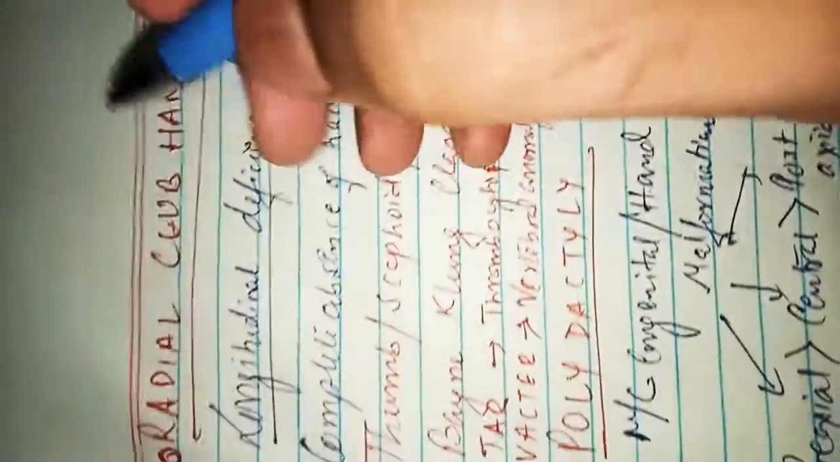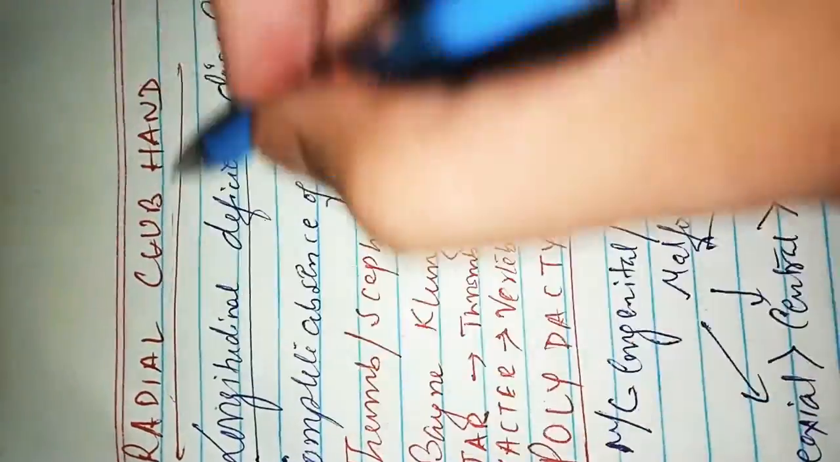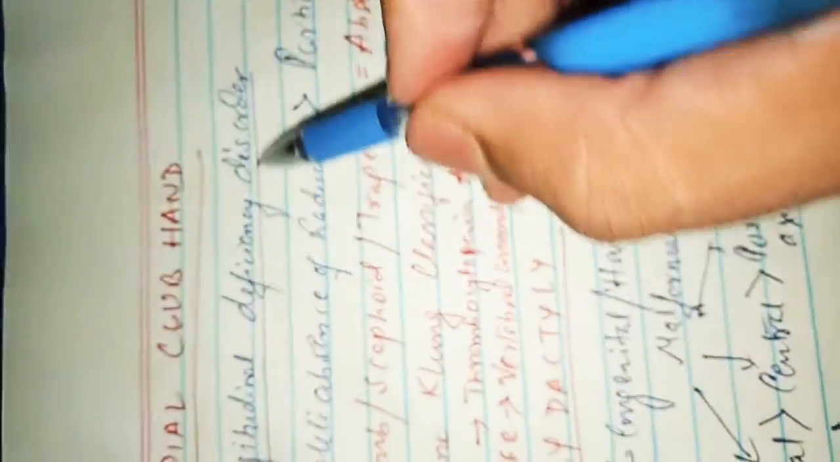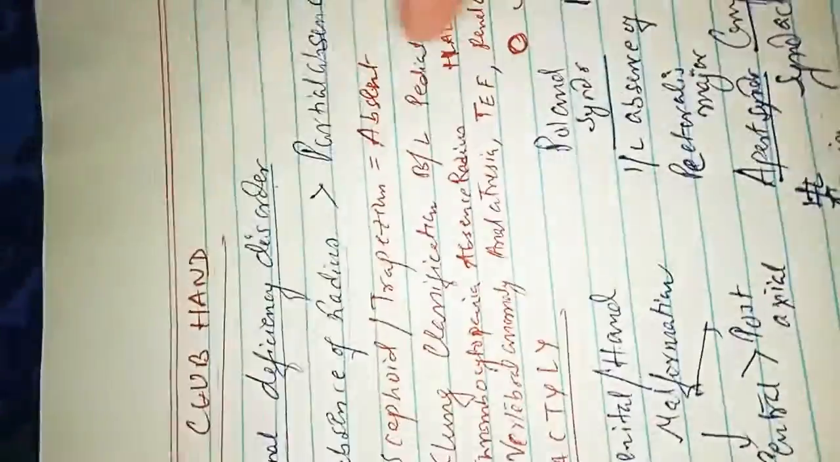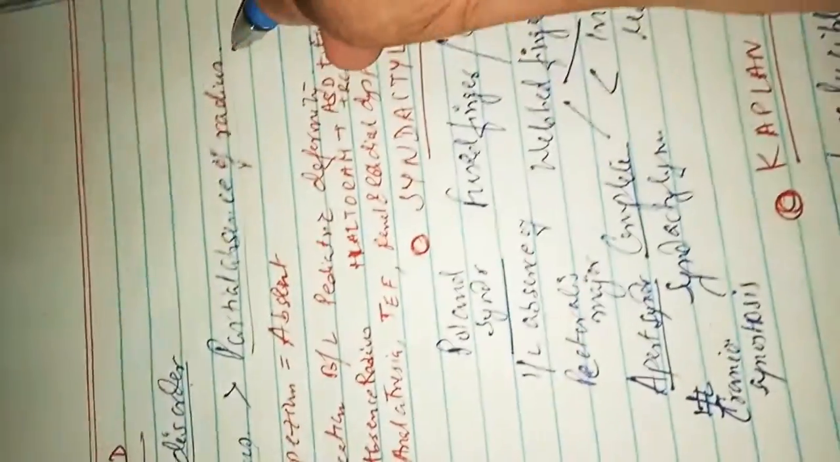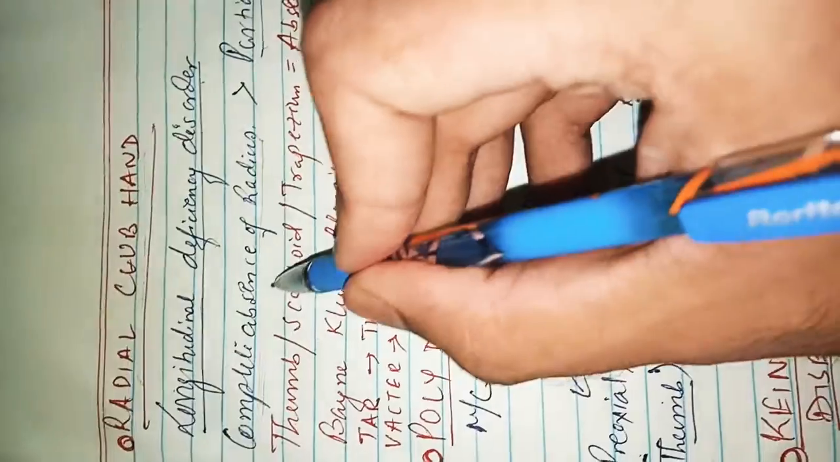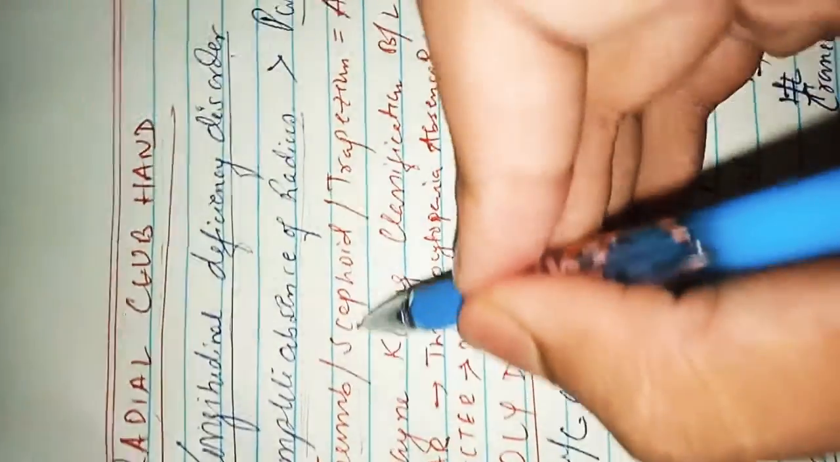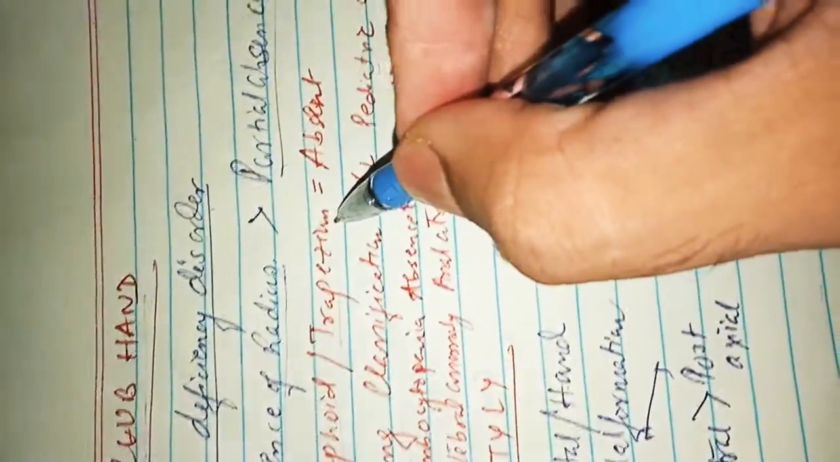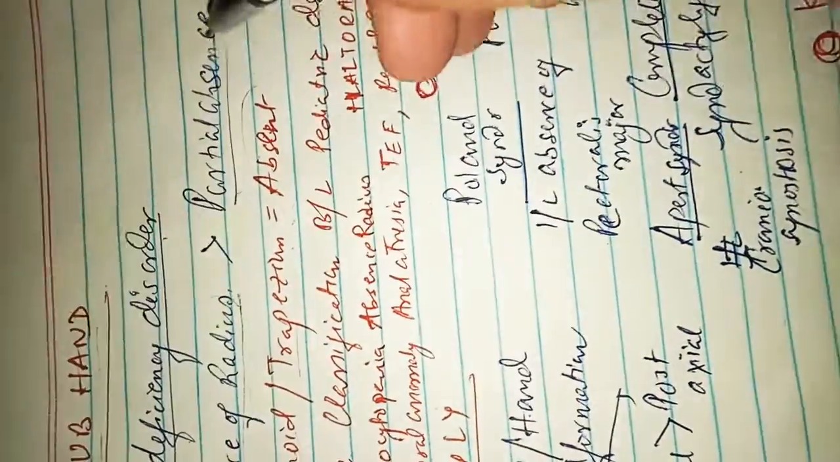Coming to injuries and eponyms part 2, it is the radial club hand. First is radial club hand. Radial club hand is the longitudinal deficiency disorder where there is the absence of radius, complete absence of the radius bone, or the partial absence of radius bone, but the complete absence of radius bone is most common. So thumb, scaphoid or trapezium bone can also be absent with this.